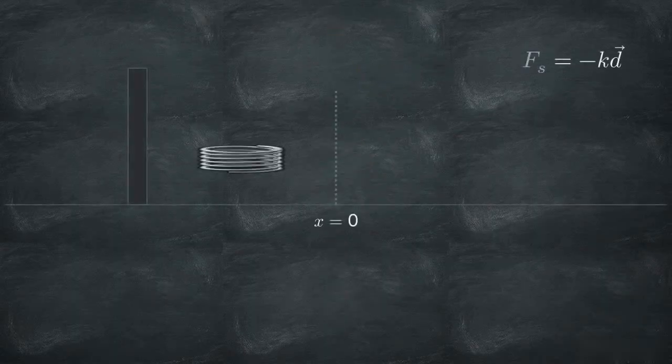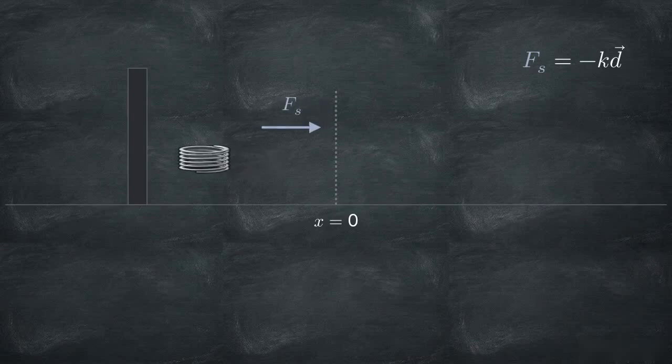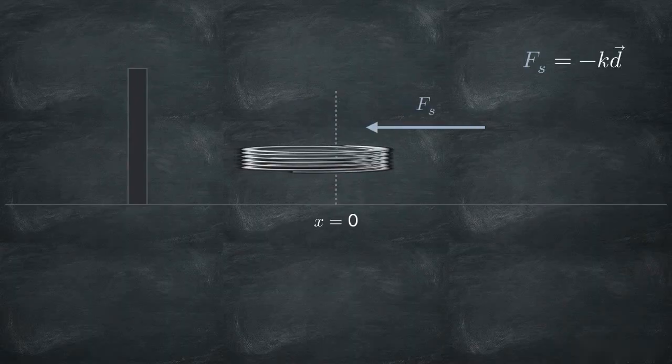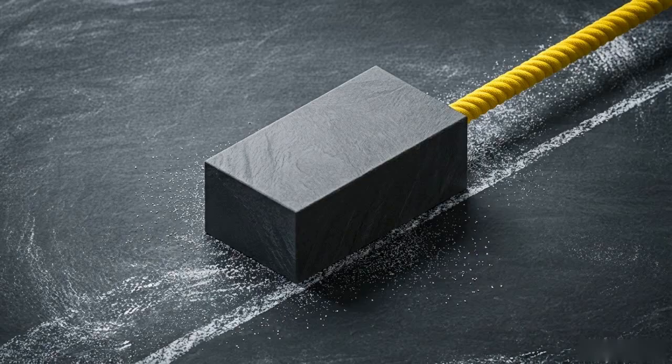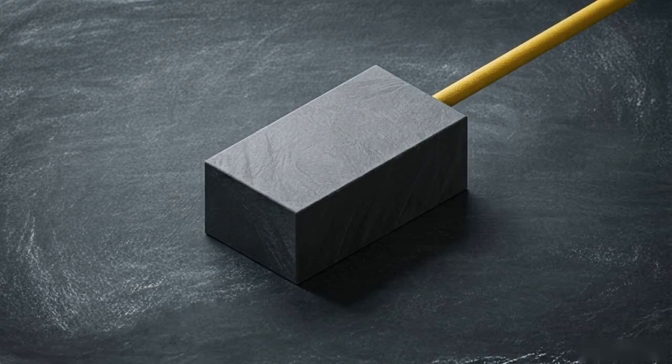For springs, we use Hooke's law. The force is proportional to the displacement of the spring and always acts as a restoring force, pulling or pushing back toward the spring's relaxed position. Identifying which of these specific forces are present is the first step in building a mathematical model of any physical system. To analyze this block being dragged by a cord, we use a free body diagram. This allows us to isolate the object and focus exclusively on the forces acting upon it.